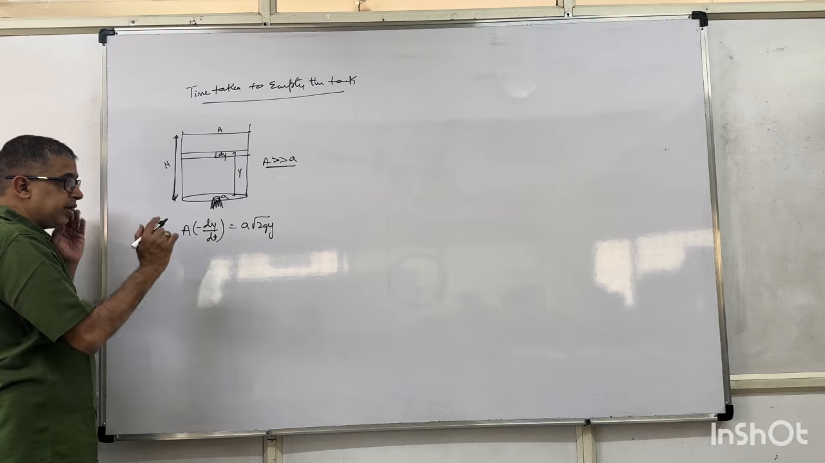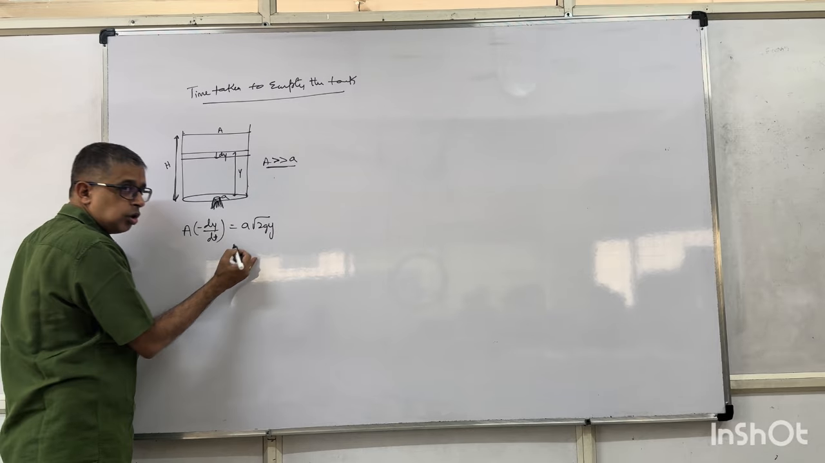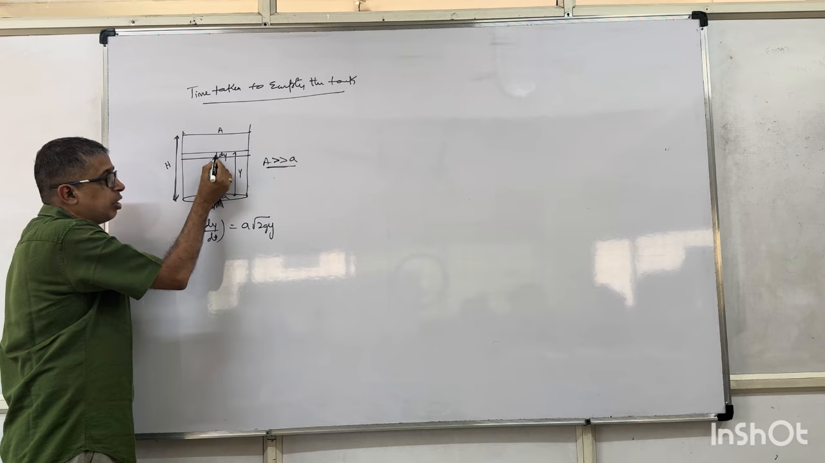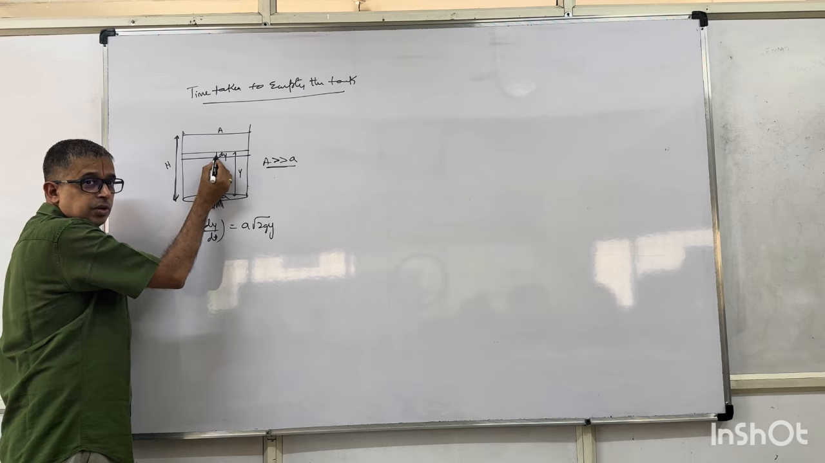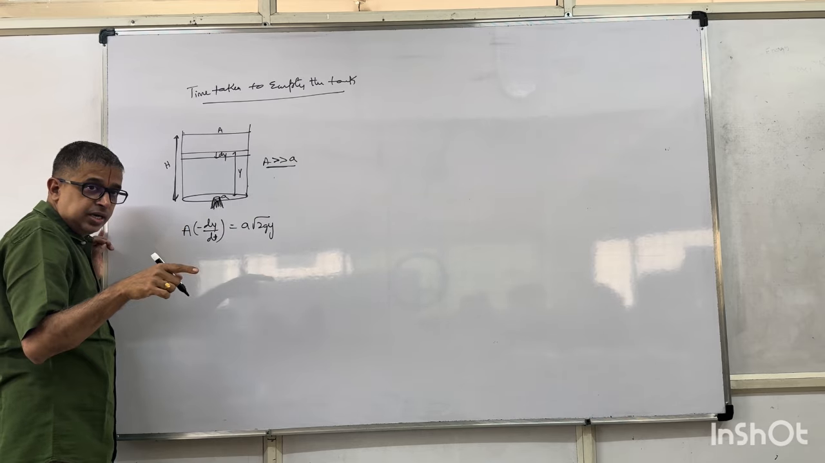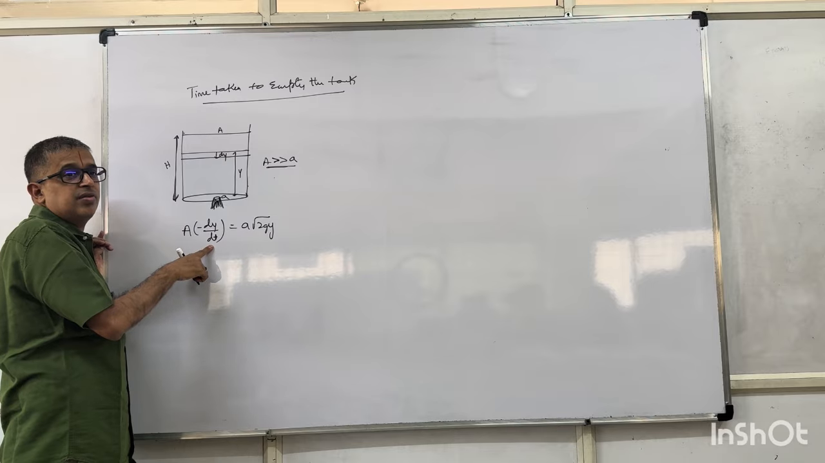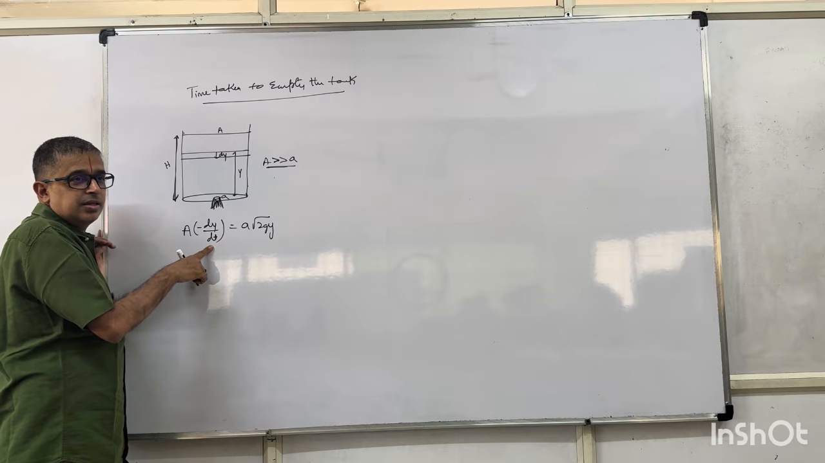But something more interesting here. How can you use Torricelli's theorem here? In a short time interval dt, this did not appreciably move. Dy is the limit delta y tending to 0. So I could use Torricelli's theorem in that short time interval dt. Is that clear?